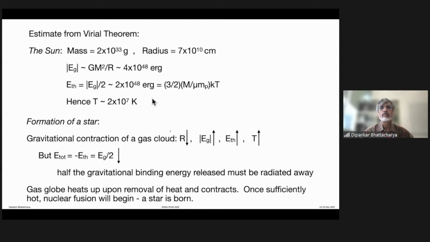So this must be 3 halves N k T. Capital N is the total number of particles. The total number of particles could be derived from the total mass divided by the mass of the proton times what's called the mean molecular weight. Mean molecular weight is actually giving you the effective number of particles in the interior. For example, if the hydrogen is fully ionized, then for each atomic mass unit, you get 2 particles. So your mu is therefore half.